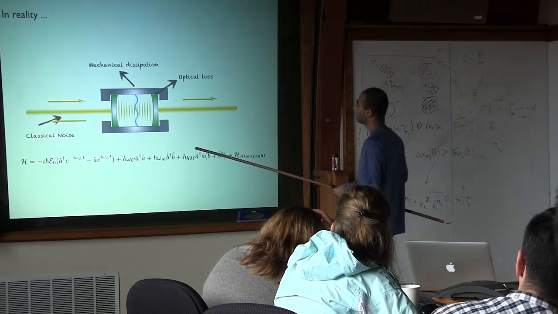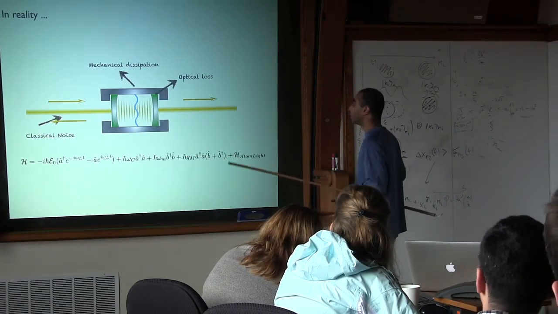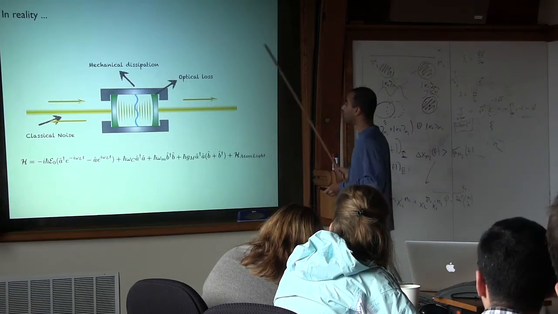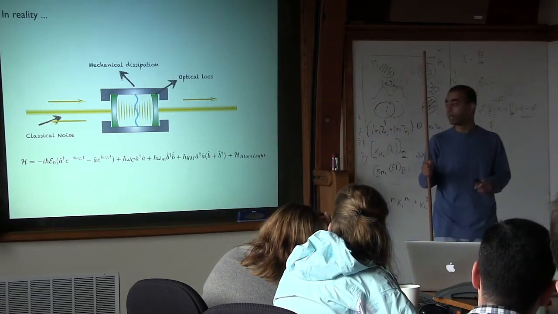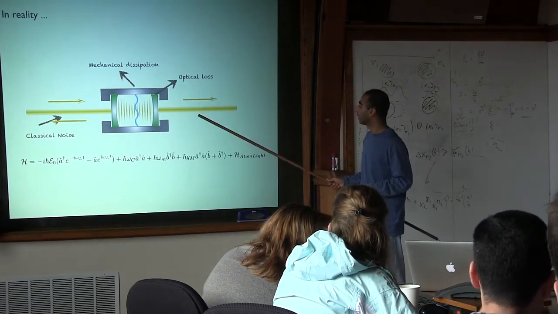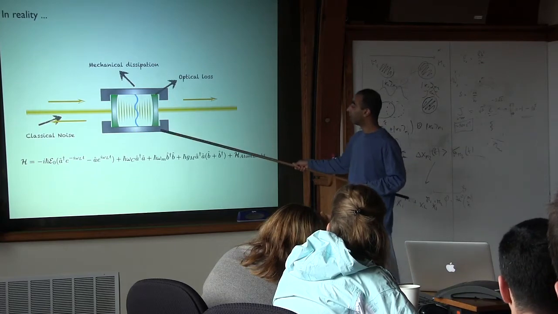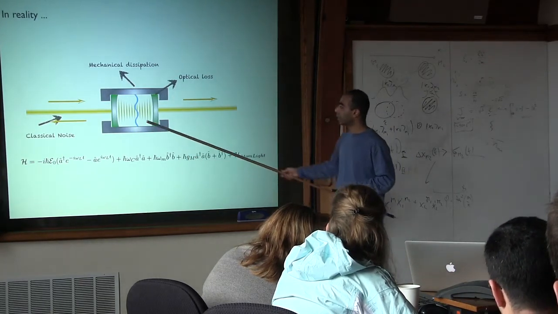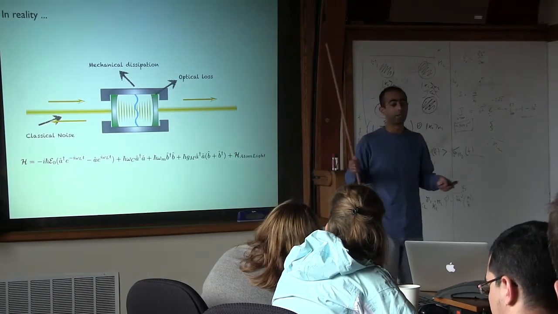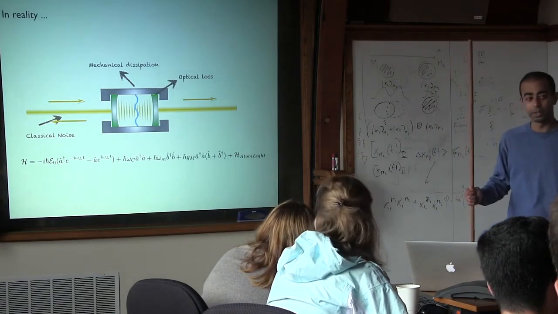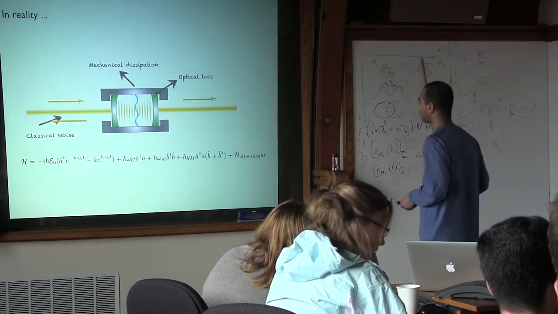Cavity optomechanical systems, the Hamiltonian always looks very nice and pretty, but you're also dealing with a whole bunch of classical or experimental realities. One of which is, for instance, the mechanical dissipation that I spoke about at length, the optical loss in the cavity or the optical resonator, and of course all kinds of classical noise sources, vibrations. In this case, the most important one is actually classical noise or phase noise in the laser.